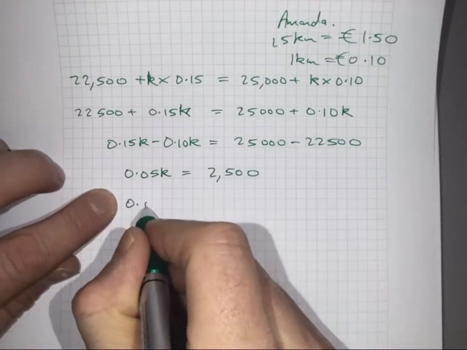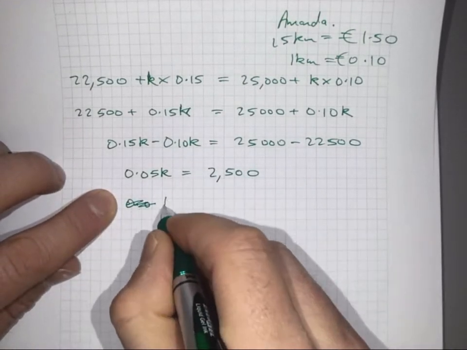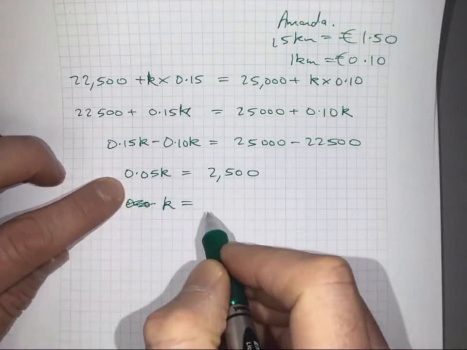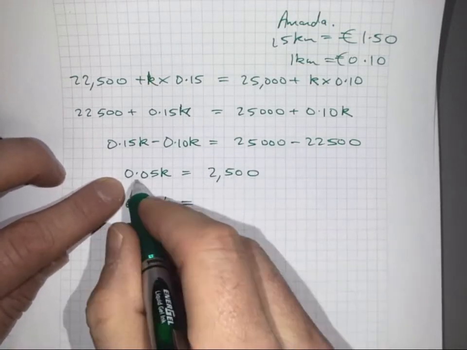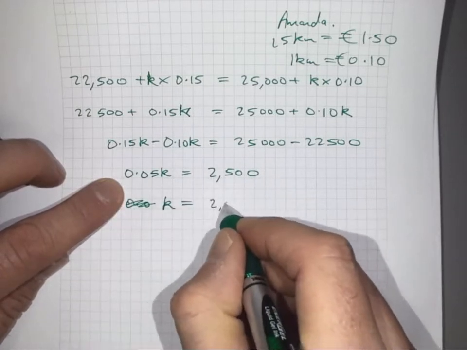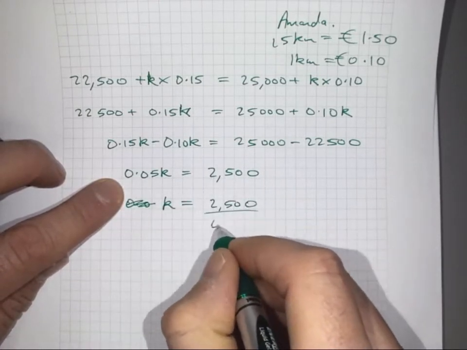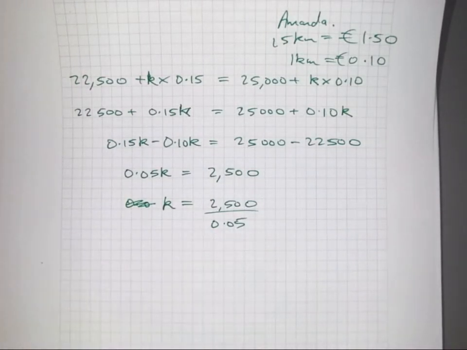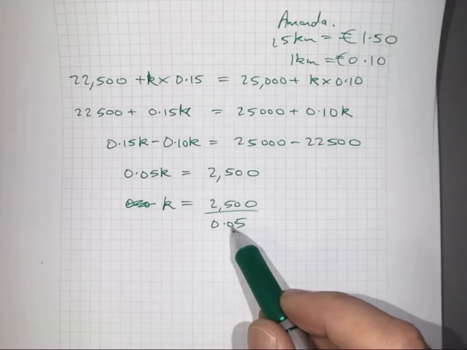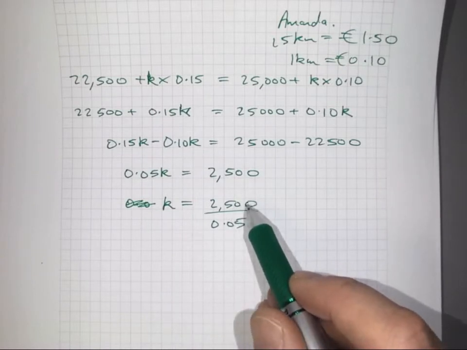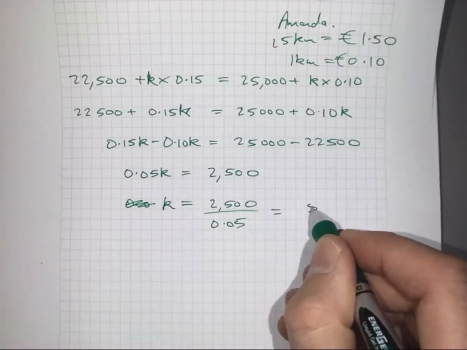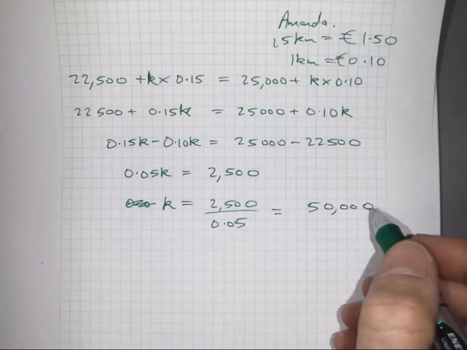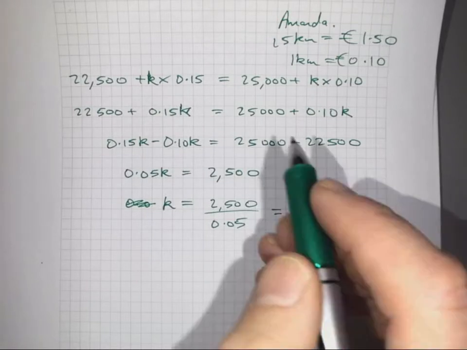To get k on its own, we divide both sides by 0.05. It'll cancel from the left, and we'll have 2,500 divided by 0.05. Bang that into the calculator, and we'll find that 0.05 divides into 2,500 50,000 times.